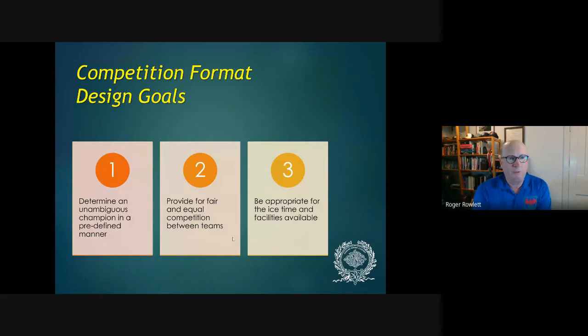So the main goal of designing a competition is really threefold. One is you want to determine an unambiguous champion in some sort of predefined manner that all your teams understand. You want to provide for fair and equal competition between all the teams. And the one that usually gets college curlers when they're designing their Bonspiels, you want your event to be appropriate for the ice time you have available, the number of sheets, and the number of draw times or scheduled times you can actually curl. So we'll talk a little bit about that as we go through this.